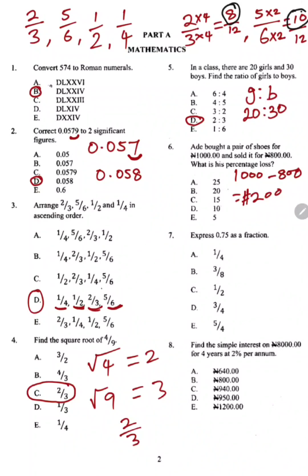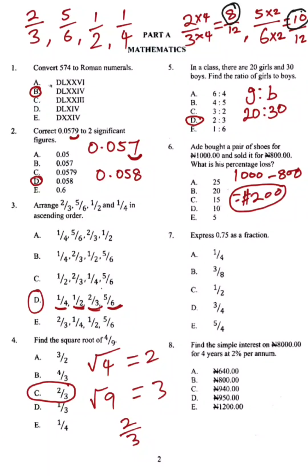Now the formula for finding percentage loss is the loss. We know that he lost 200 naira, right? So the formula for finding the percentage loss is the loss over the original price times 100.